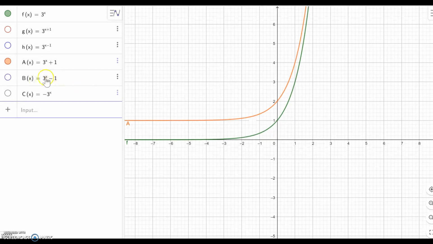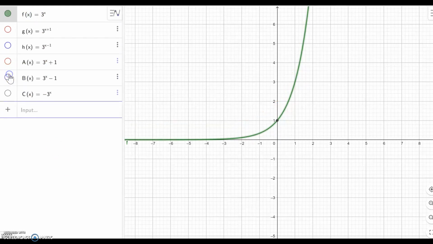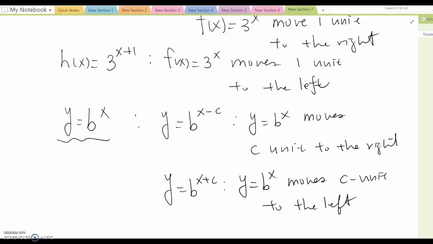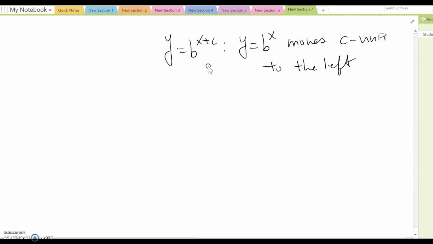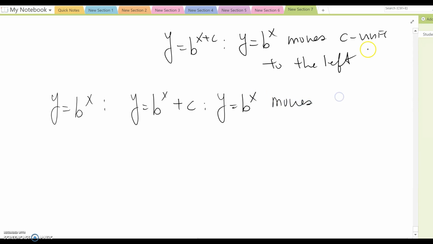And then what about this case? Can you conjecture how this function behaves compared to the f(x) equals 3 to the x graph here? Let me turn off this one, then turn on this. Then you see everything moving 1 down here. Okay, therefore we can summarize, based on the y equals b to the x graph, that y equals b to the x plus c moves the graph c units up.